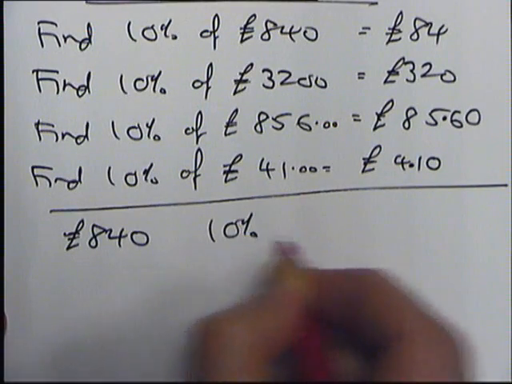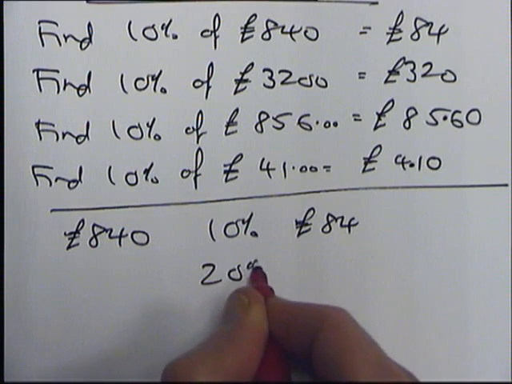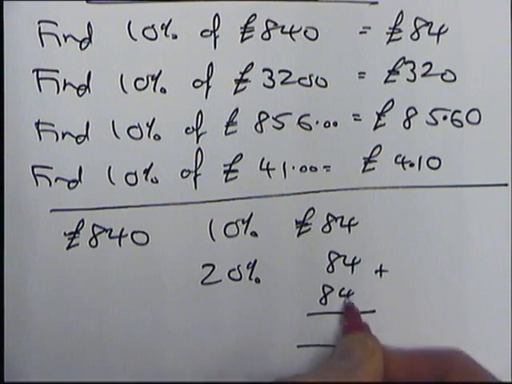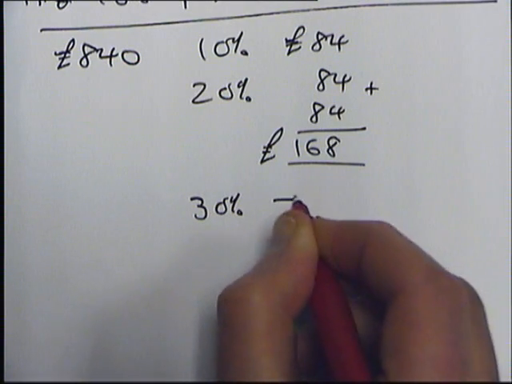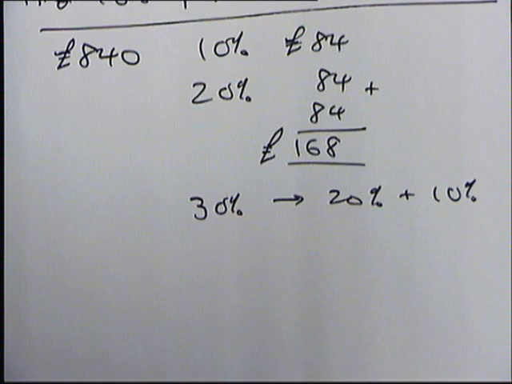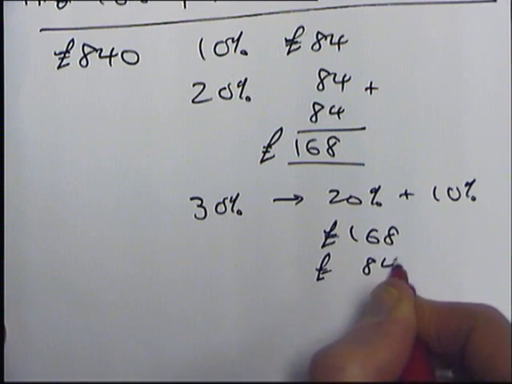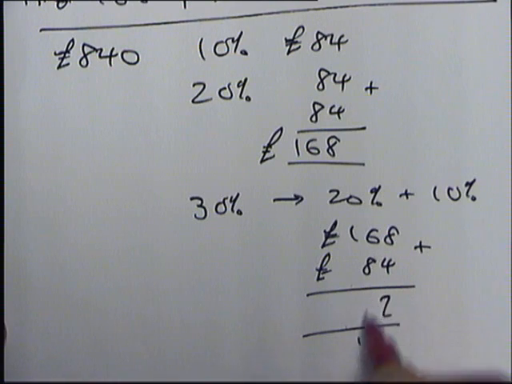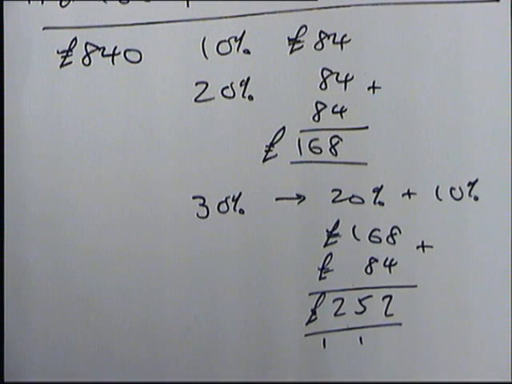So we're going to go back to work with this £840 again. We've already worked out that 10% is £84. When you've got that, that can be quite useful. Because if I double 10%, I get 20%. So if I add two 84s together, 4 plus 4 is 8, 8 and 8 is 16, I now know that 20% is £168. And if I wanted 30%, all I need to do is add 20% and 10% together. So 20% I know is £168, 10% I know is £84. If I add those together, 8 and 4 is 12, 6 and 8 is 14, and that 1 is 15, 1 and 1 is 2. So 30% would be £252.